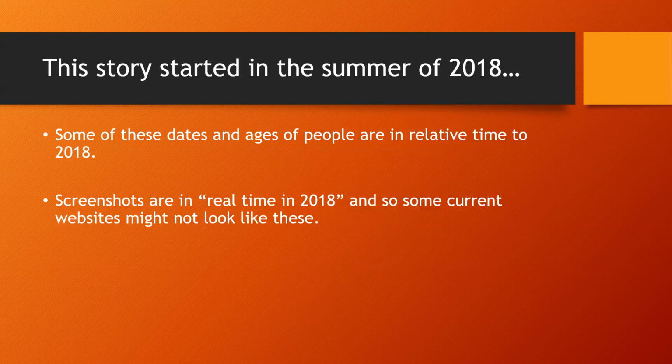Some of these dates and ages are relative to 2018 because this story started in the summer of 2018. So some of the screenshots are in real time in 2018, and some of the websites might look different than these. For example, Ancestry's website might look different than this. I just want to let you know it might have new functionality or something that doesn't look familiar. Or if you've been around DNA a while, you'll say, oh yeah, I remember when it looked like that.